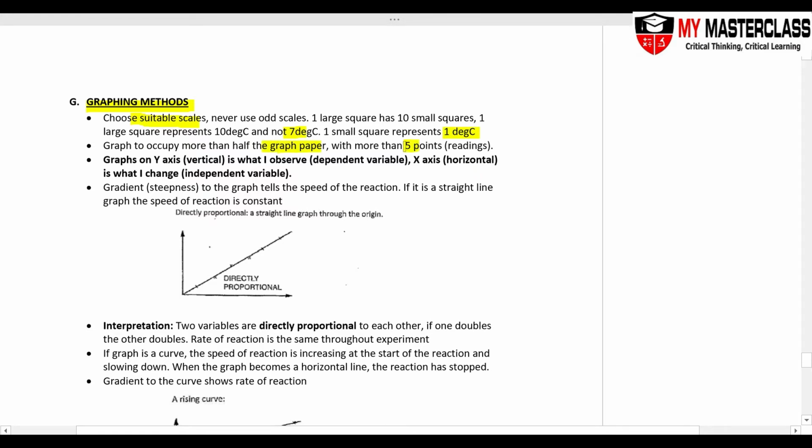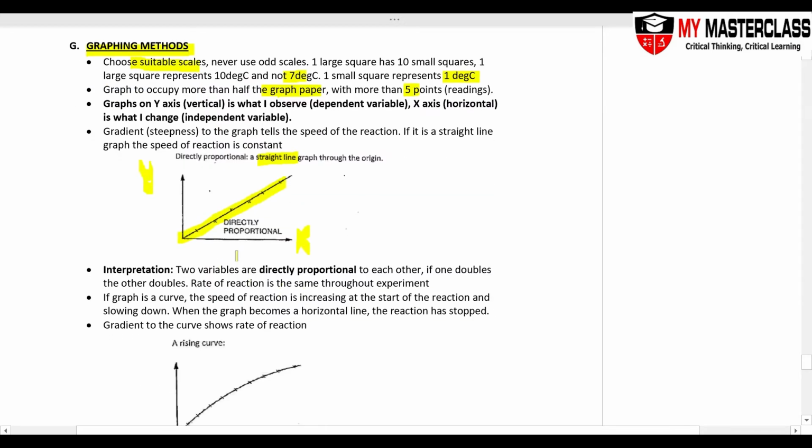And then I have to get at least 5 readings. The y-axis is what I observe, the x-axis is what I change. Okay, this is my x-axis, this is my y-axis. If I get the values and then I plot and get a straight line graph, this means it is directly proportional.